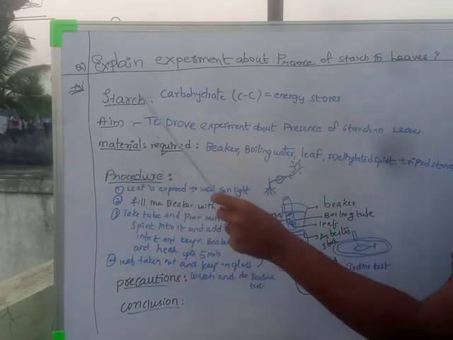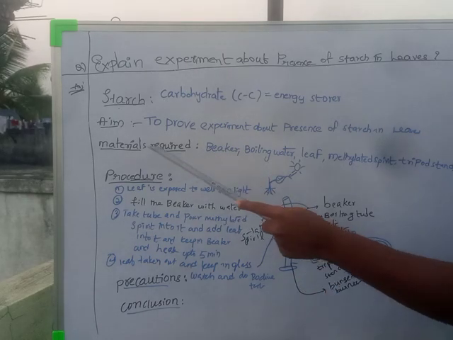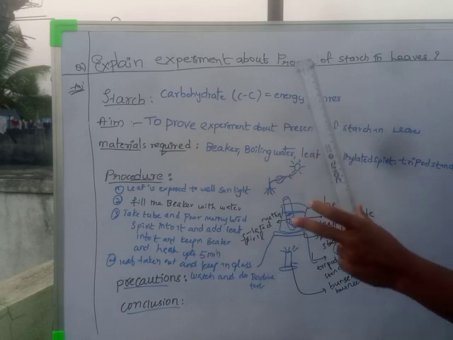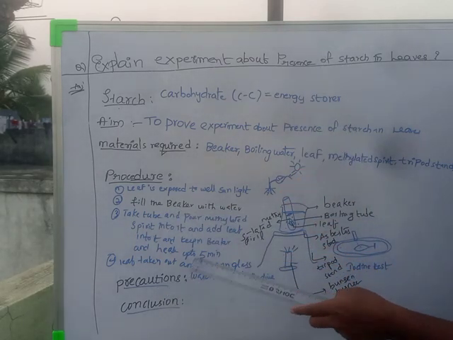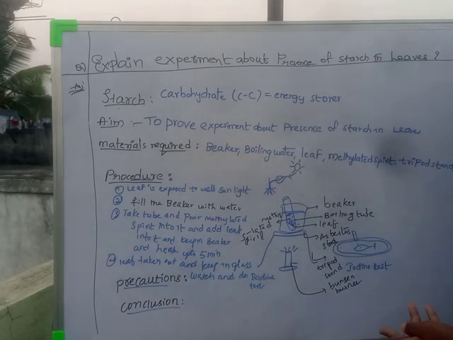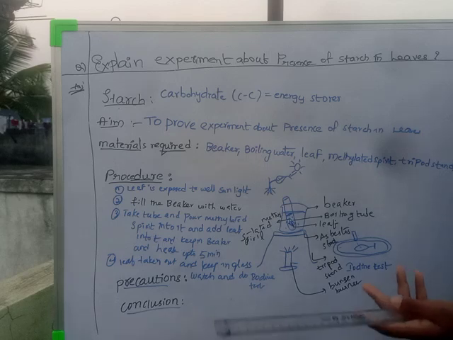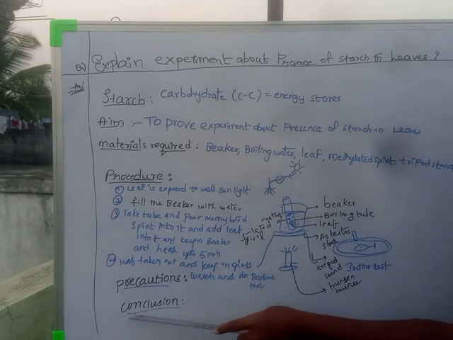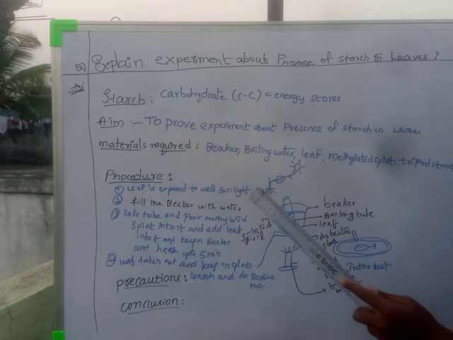Next, materials required. In the experiment, what are the materials we will require? We have to write them. Next, procedure. It is a step-by-step explanation of how we can do the experiment. Next, precautions. These are some steps we take to avoid contamination or infection. Next, conclusion. Lastly, what we get is the conclusion.